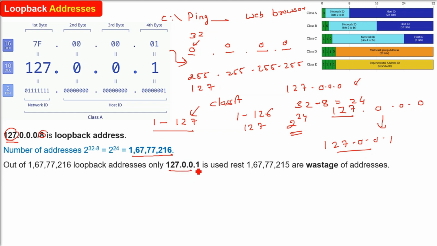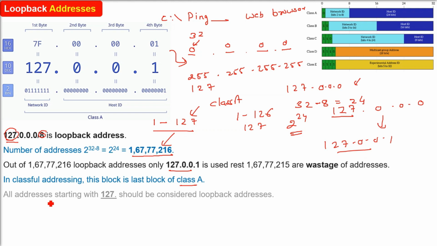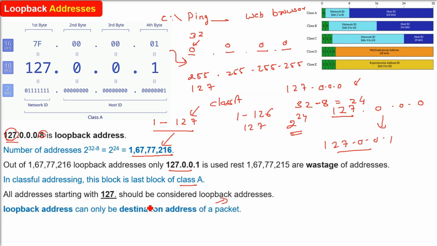The rest are just wastage of this address space. Okay, so in classful addressing, as I just indicated, the block 127 comes in the class A block, and all addresses starting with 127.something are considered loopback addresses. The loopback address can only be a destination address of a packet.